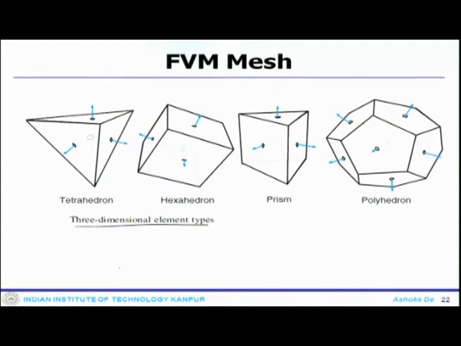So this is a tetrahedron, and if you see each of these faces, there is a center or centroid, and there is a surface vector. The surface vector is actually pointing outward, but in calculation, as we have seen, when we do the actual calculation, they could be inward also. So this is an example of a tetrahedron, this is an example of a hexahedron, this is an example of a prism element, this is a polyhedral element.